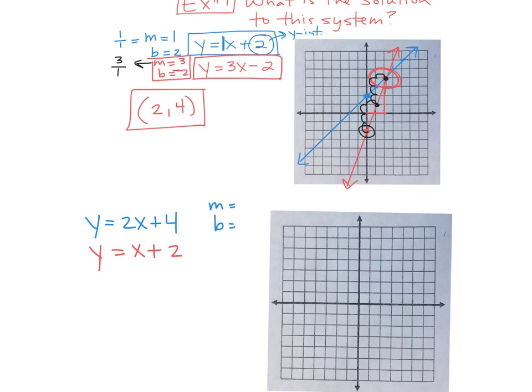So what's m for the blue line? 2. That's your slope. Okay, so if you want to write it as 2 over 1 to help you remember to move over 1, go for it. What's your b? 4. Okay, red line.